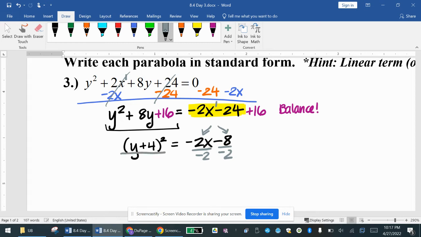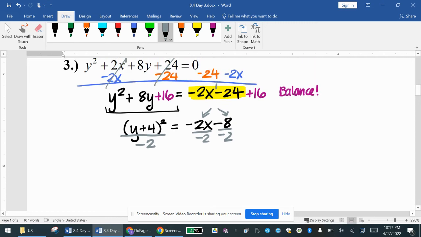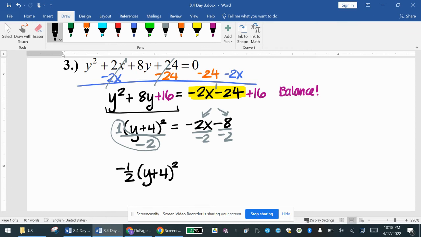But on the left side, it's just one binomial, so that counts as one piece. So I'm going to divide that whole thing by negative 2. You're not actually going to do anything to the binomial inside the parentheses. You're essentially just pulling out this 1 over negative 2, which is negative a half. Okay, and that leaves you with x plus 4.